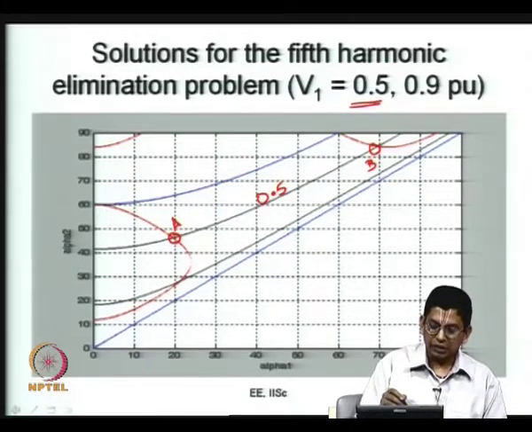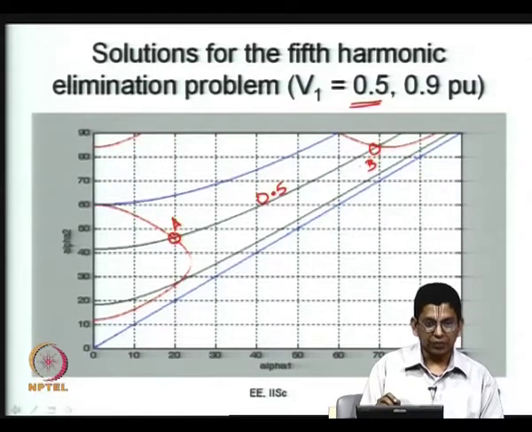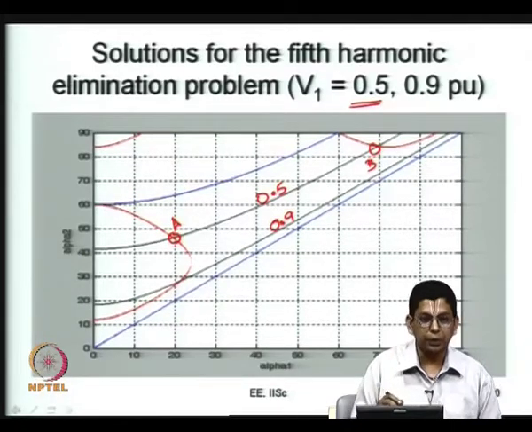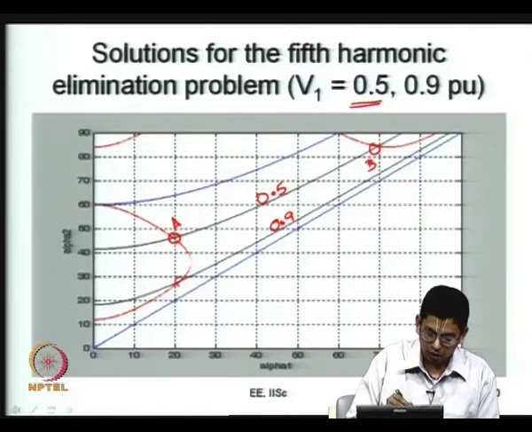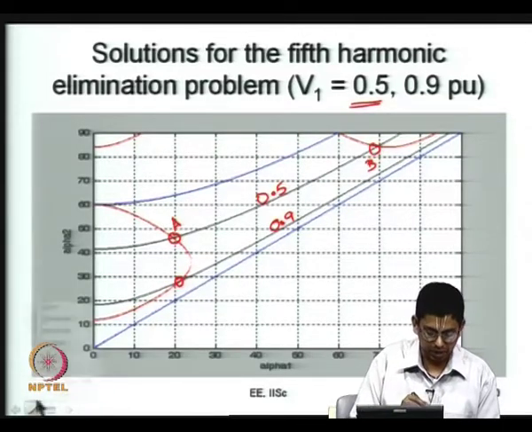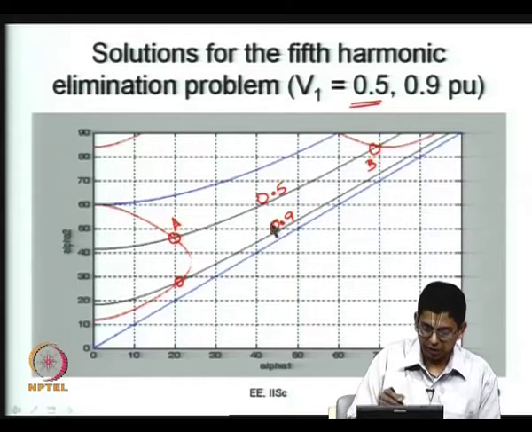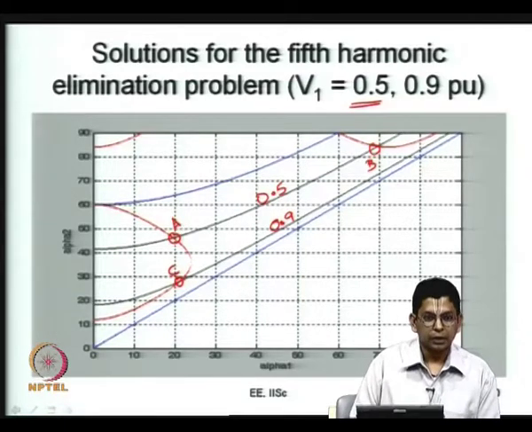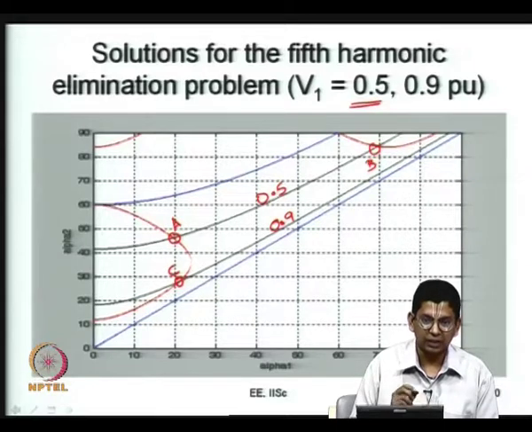Now, at 0.5 for example, it gives two different solutions. The same fifth harmonic elimination problem, if I consider a different fundamental voltage of 0.9 per unit, gives only one solution. It does not intersect with the other V phi equals 0 contour on this side. It does not intersect here, it only intersects here. And let me call this point as C. So, point C is the only solution when it is 0.9, you have nothing else.